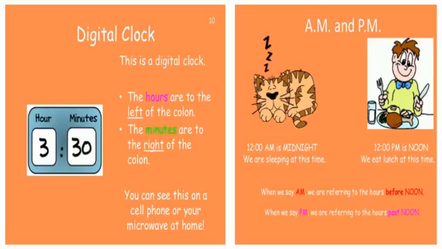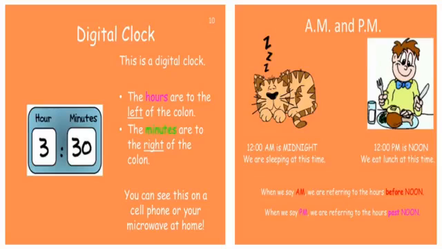Now here you see the digital clock. This is a digital clock. The hours are to the left of the colon. The minutes are to the right of the colon. You can see this on a cell phone or your microwave at your home. The left side of the colon shows the hours and the right side of the colon shows the minutes.